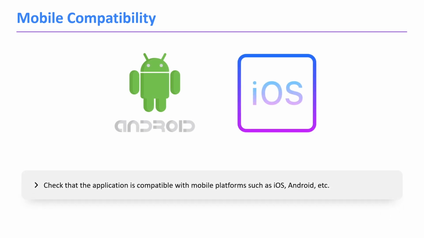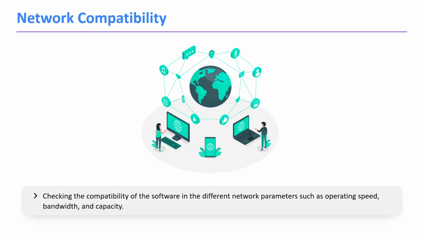Next is mobile compatibility. So testing that our application is compatible with different mobile platforms like Android or iOS, etc. Next is network compatibility. So testing the compatibility of software under different network parameters such as operating speed, bandwidth and capacity. So that is called network compatibility.